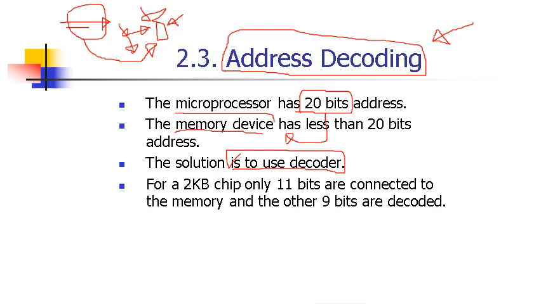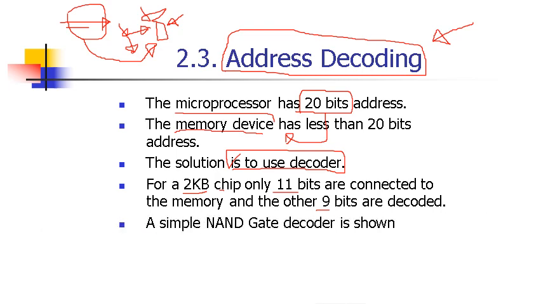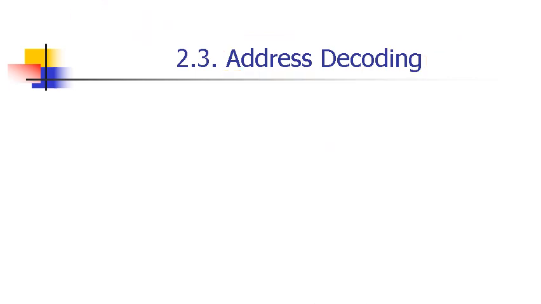For example, if you're talking to a 2K byte chip, which provides only 11 bits, the other 9 bits of your microprocessor have to be decoded. And the simplest ever decoder is the NAND gate. How we do this with a NAND gate, the next slide will show you.